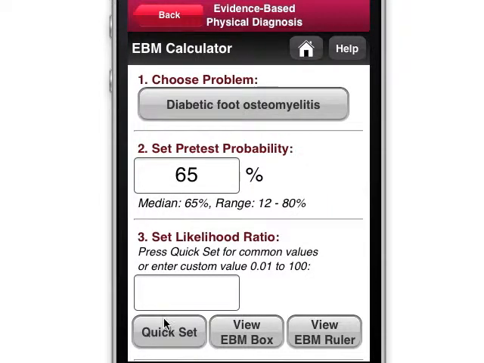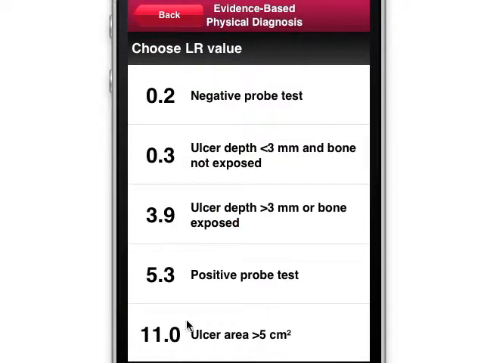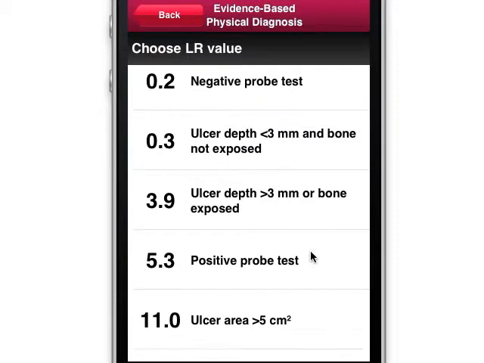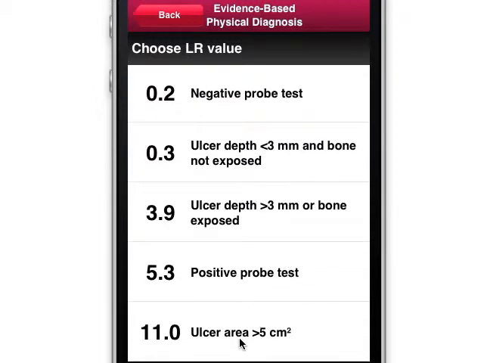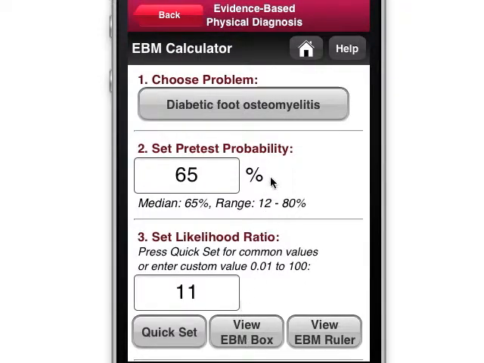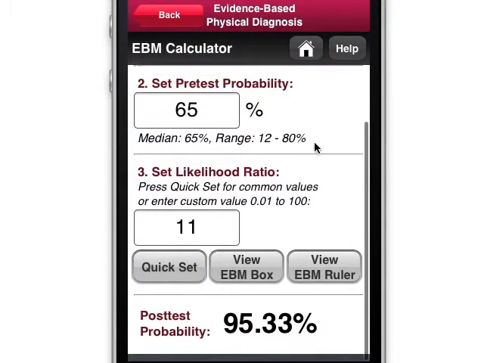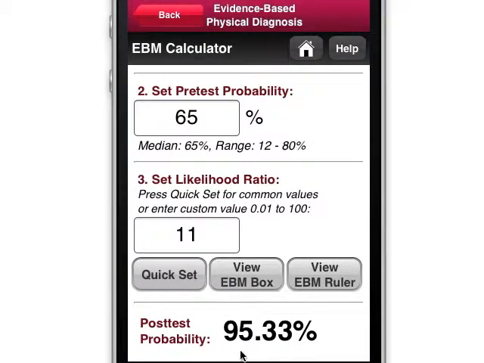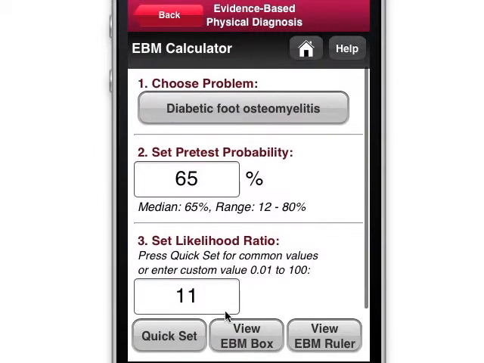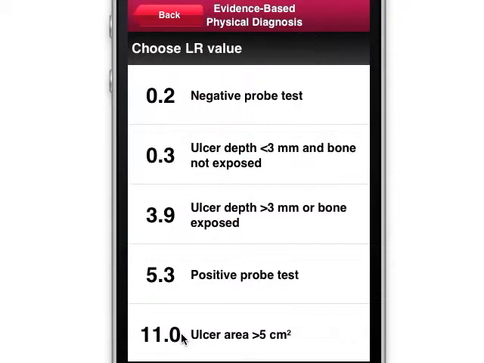But you could go ahead and see what happens when you do some tests. Let's say you find that the ulcer area is greater than 5 centimeters squared. That's quite a large ulcer. Once the ulcer has gotten that large, there's a 95% likelihood that you're now dealing with osteomyelitis just based on the size of the ulcer itself. And that's interesting to know.